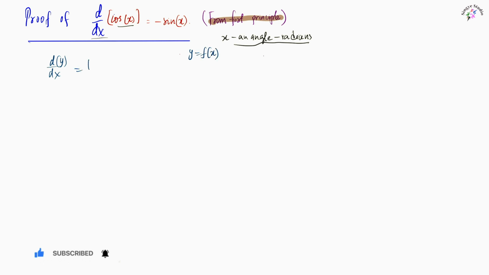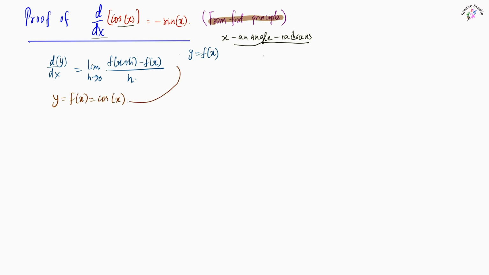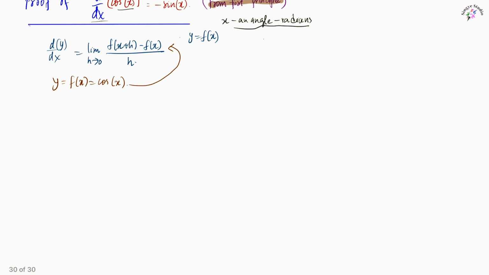be written as the limit when h tends to 0 of f of x plus h minus f of x, upon h. Okay, and this is the derivative definition from the first principle. Now we have that y is equal to f of x equals cosine of x. Okay, and we'll put this in the equation to prove it using the first principle.